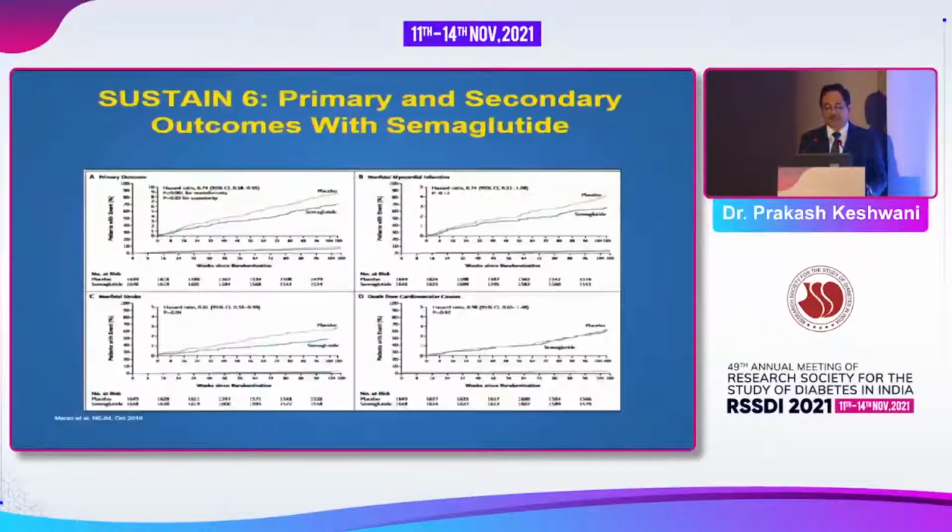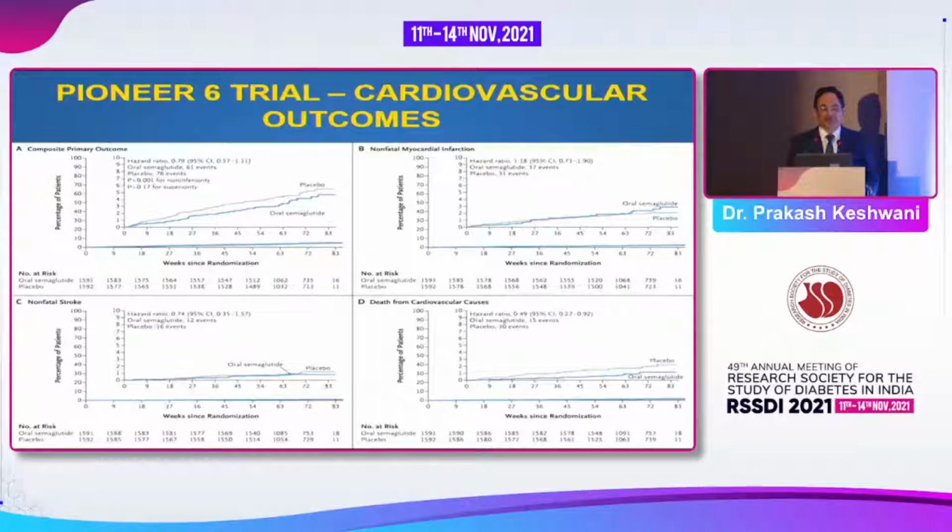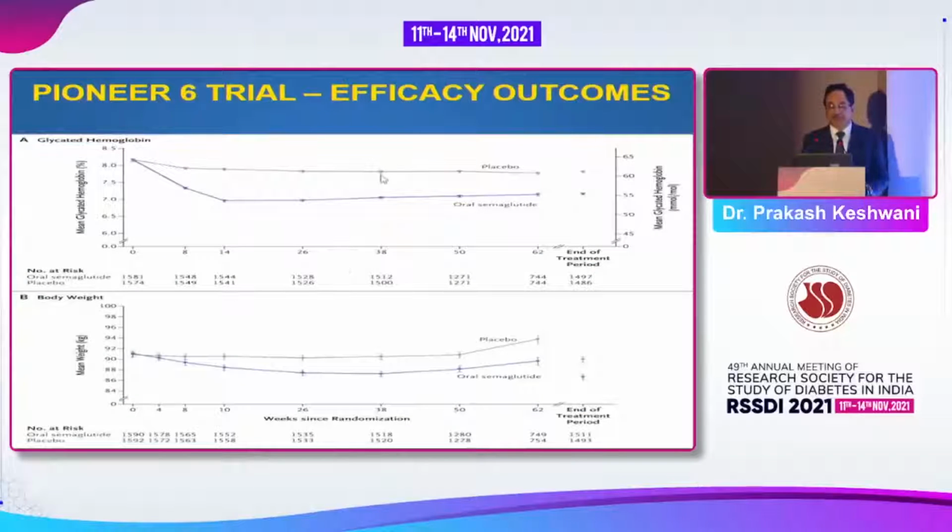Semaglutide, studied through the SUSTAIN trial, had a similar kind of effect, with a decrease in cardiac outcomes. It was superior as compared to placebo for the development of myocardial infarction or non-fatal stroke. Oral semaglutide, studied through the PIONEER trial, again was found to be much better as compared to placebo. It also caused significant reduction in hemoglobin A1c and a decrease in weight.